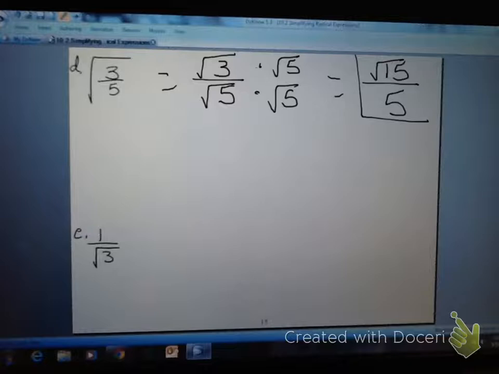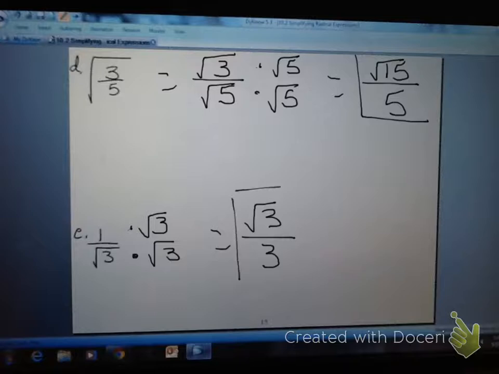Example E. I cannot have a radical in the denominator, so I'm going to have to rationalize the denominator by multiplying top and bottom by the square root of 3. So 1 times the square root of 3 is 1 square root of 3, or I could just say square root of 3. Over square root of 3 times the square root of 3 is 3. And then I am done. It is okay to have a radical in the numerator. You just cannot have it in the denominator.